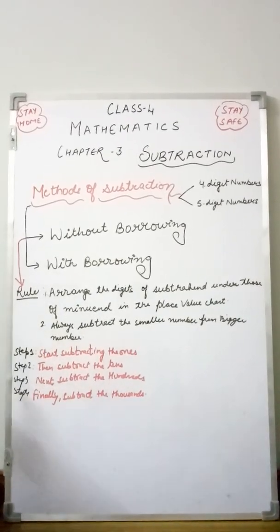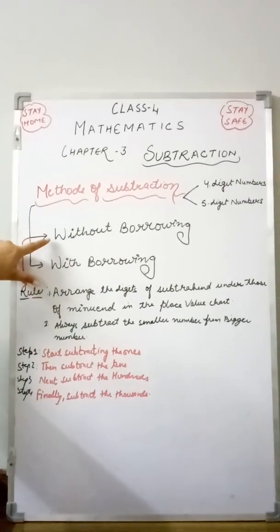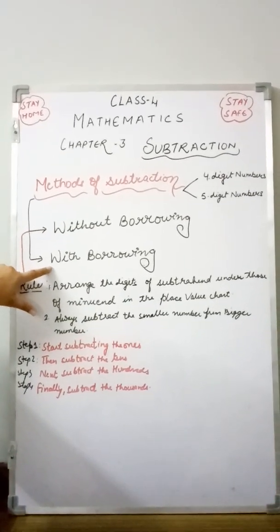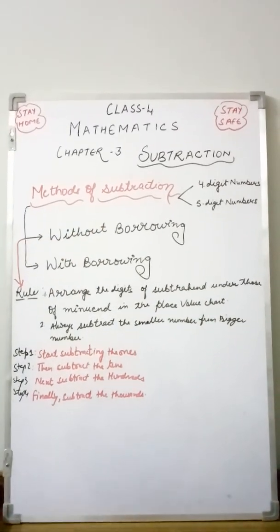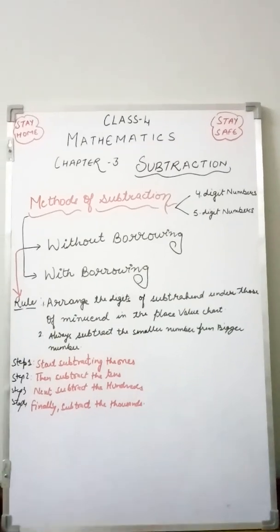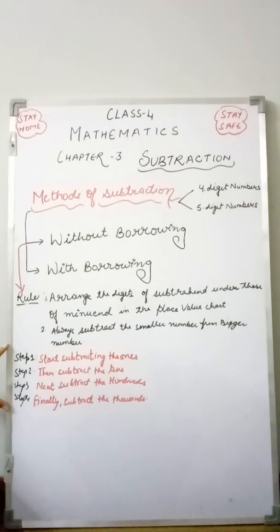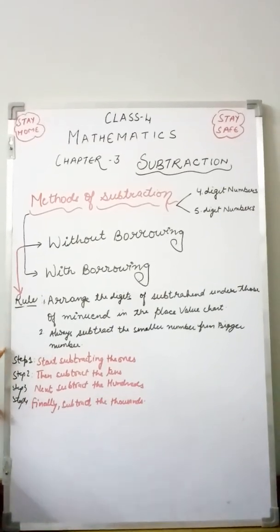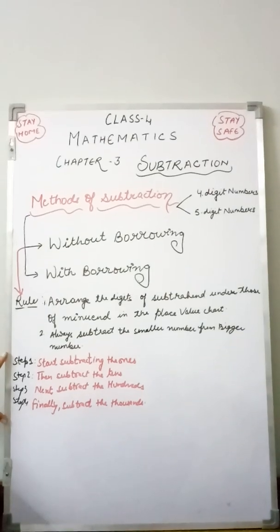So these are the following steps, and the rules are the same for everyone, whether you are using the without borrowing method or with borrowing method, whether you are doing 4-digit number subtraction or 5-digit number subtraction. The rules are common for each type of question. Steps may change according to the digits. If 4-digit numbers are there, then these are the steps. If 5-digit numbers are there, then one more step is added.